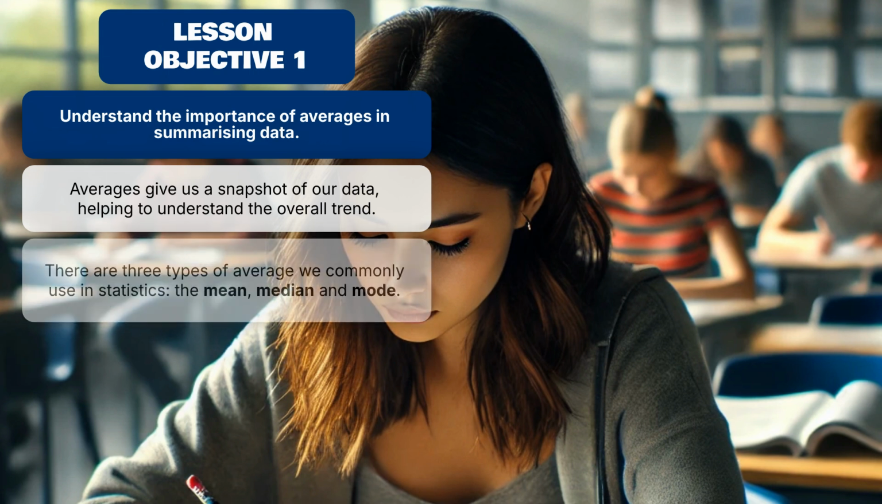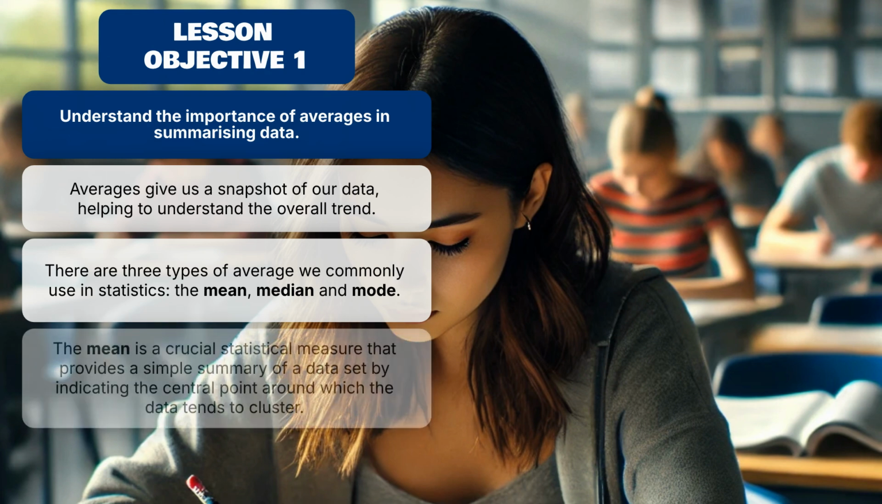There are three types of average that we commonly use in statistics: mean, median, and mode. Each one tells us something different about our data, but today we are going to focus on the mean. So what does the mean actually tell us about the data? The mean is a crucial statistical measure that provides a simple summary of a dataset by indicating the central point around which the data tends to cluster.